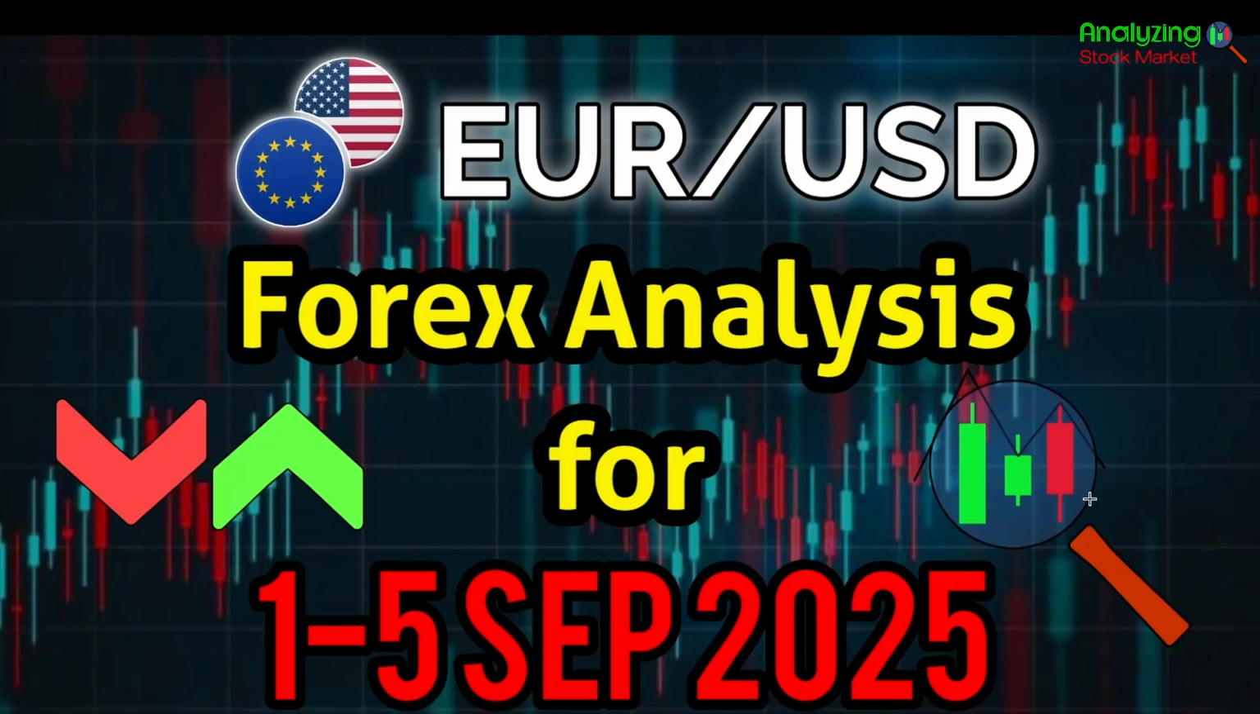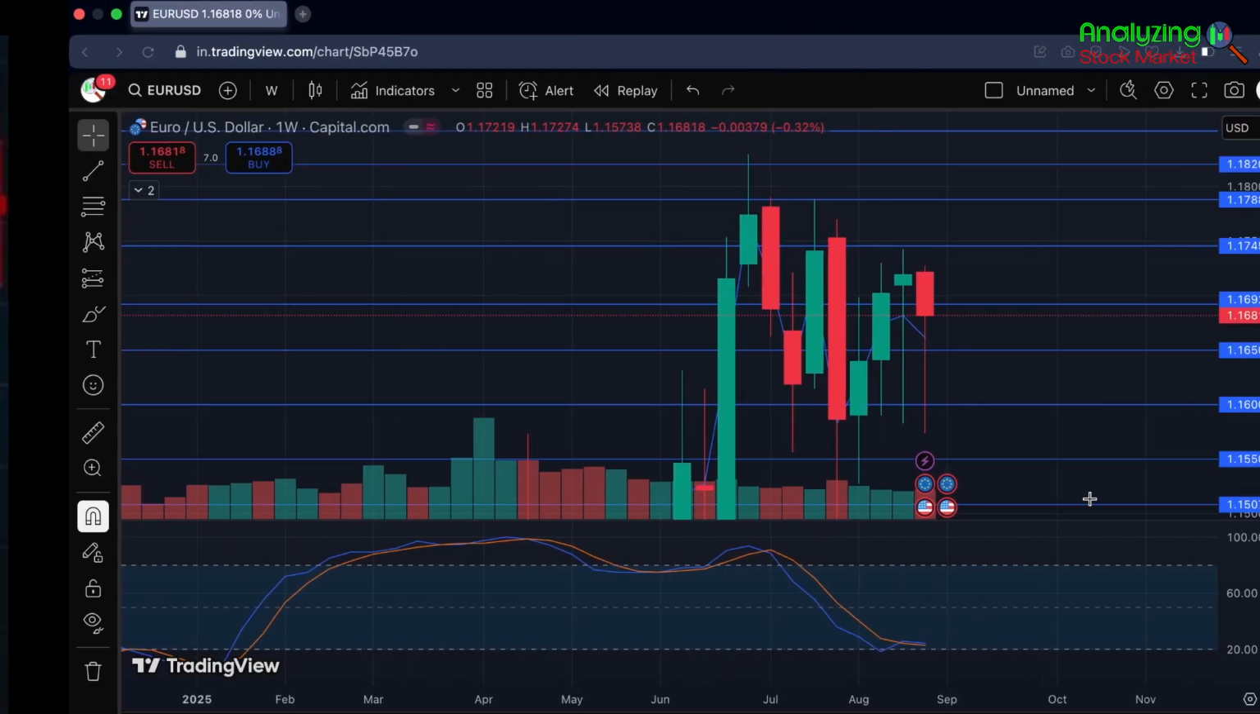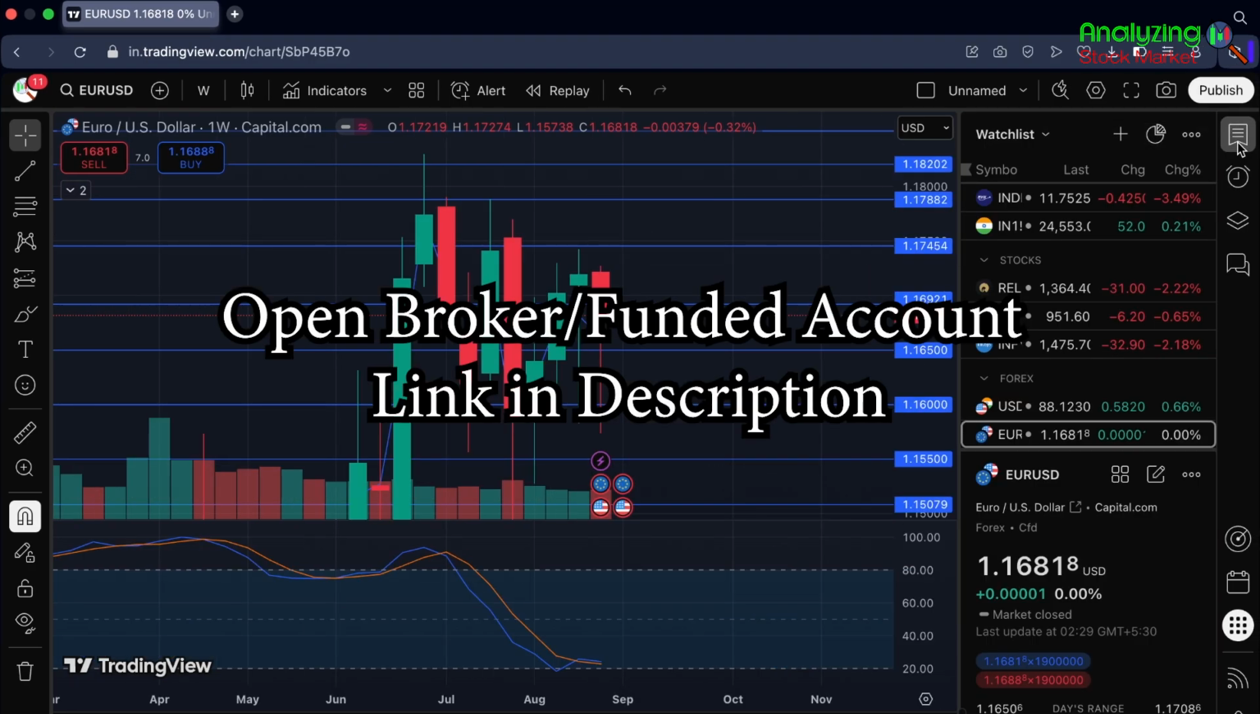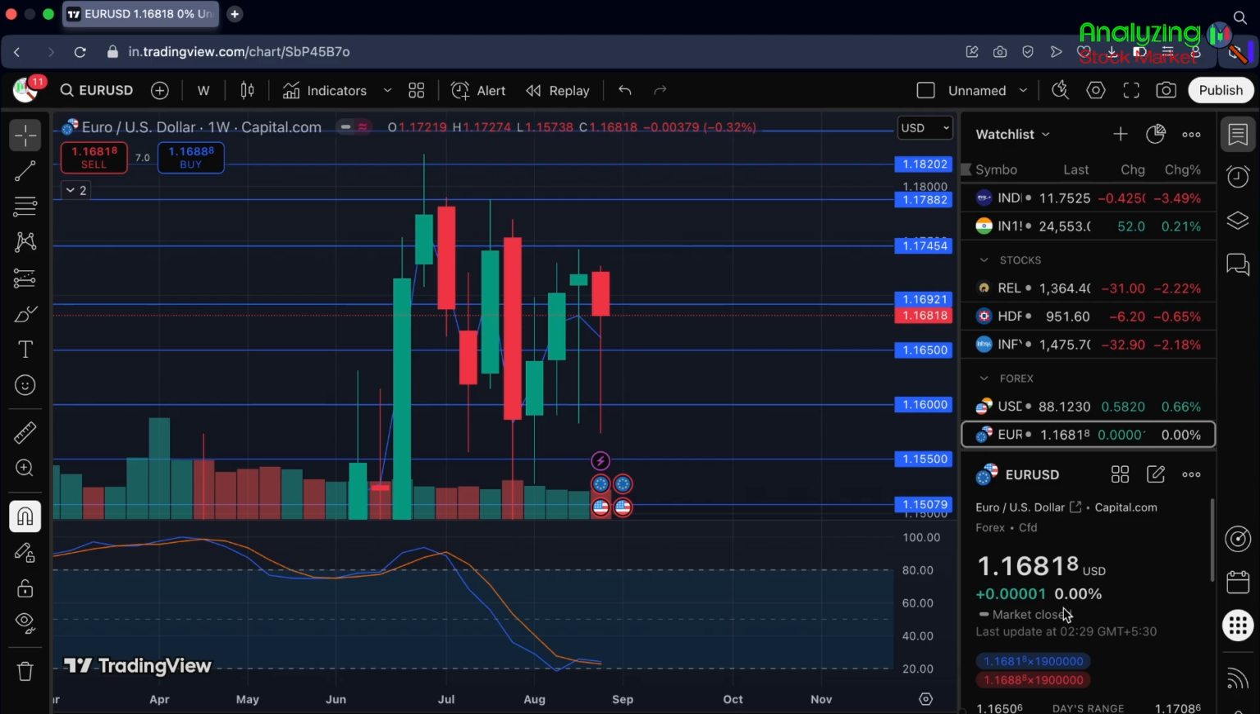So today we'll be talking about the Euro USD pair and we'll do the Forex analysis for 1st to 5th September 2025. So let's go straight to our chart. As you can see, I have already opened the chart and first let's see what happened in Euro USD on Friday. We can see a flat closing on Friday. Here you can see 1.16818 was the closing, 0.00% exact closing on the daily chart.